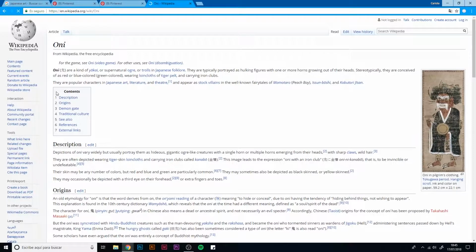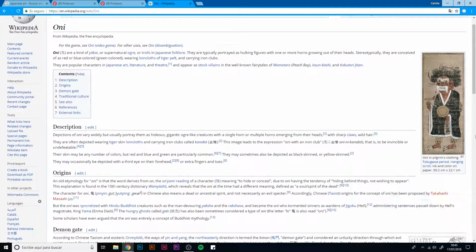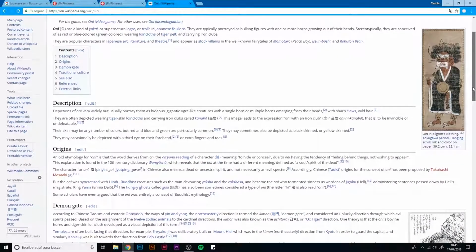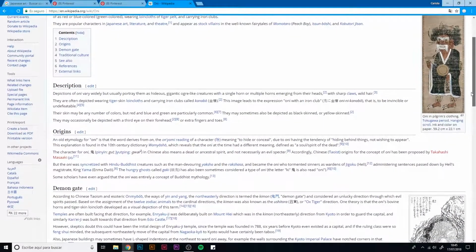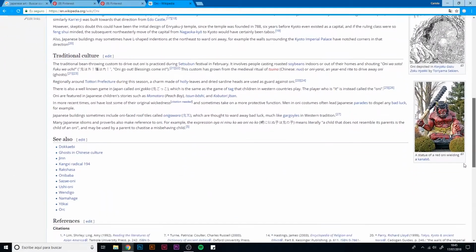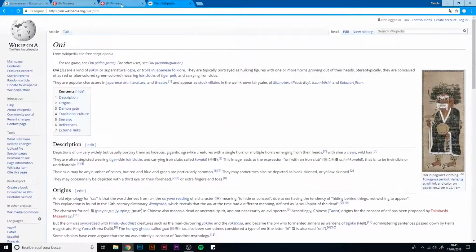I've been researching and I found a particular story which I would like to represent, which is the story of the Oni. According to the legend, a long time ago, there were two ogres, the Onis, the blue ogre and the red ogre, and they were friends. The red ogre wanted to be friends with humans, but humans were afraid of him, so they would call them monsters and attack them.